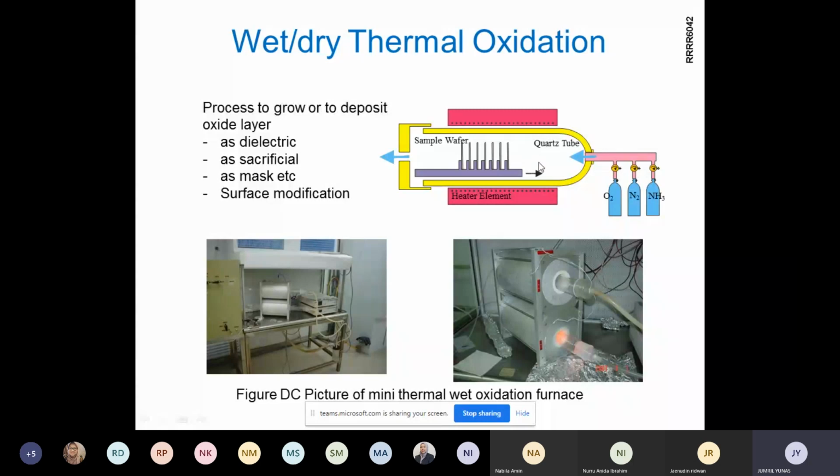So the process can start here. This is the photograph of our thermal oxidation system. This is our quartz tube. Inside we have the heater element. Here we can see that the heater element is on, so the chamber inside is heated.